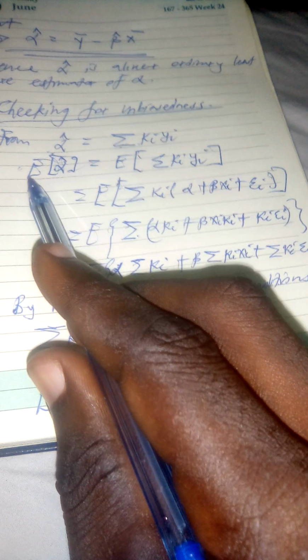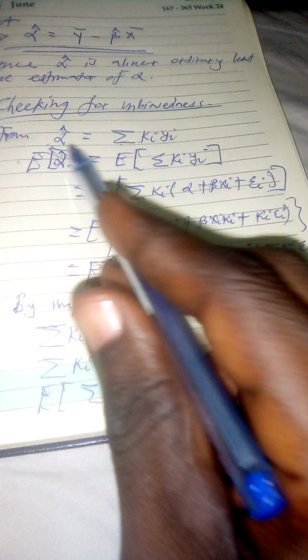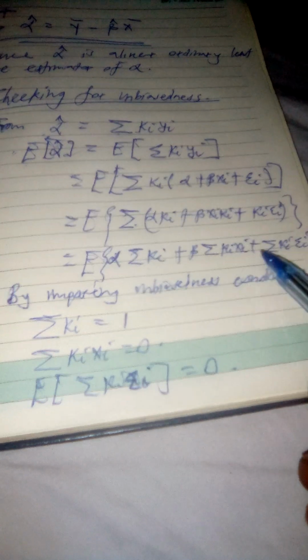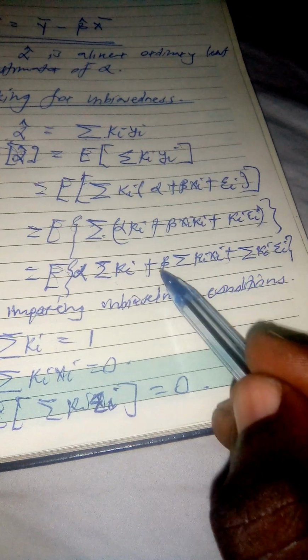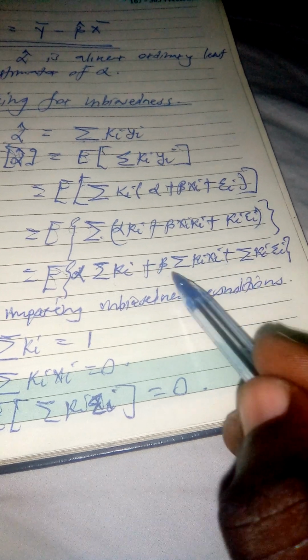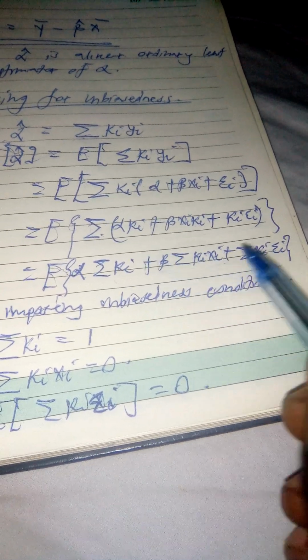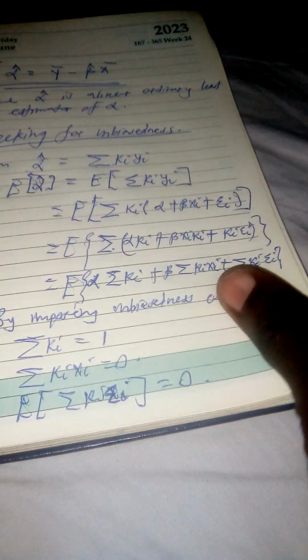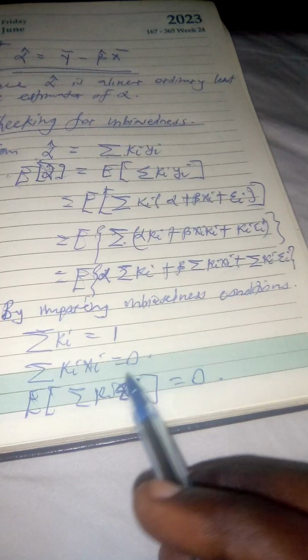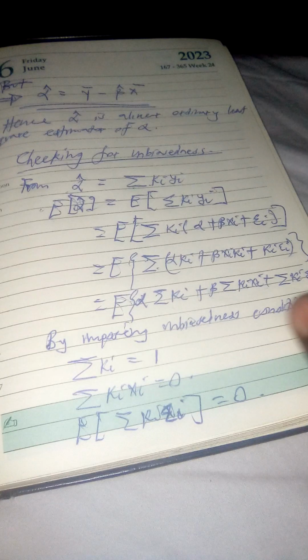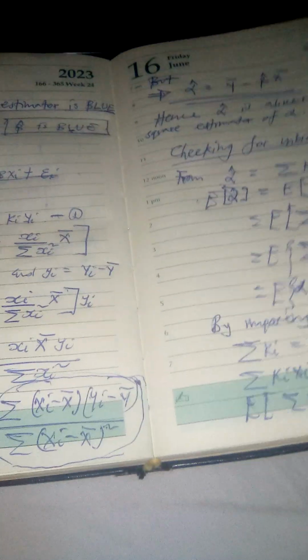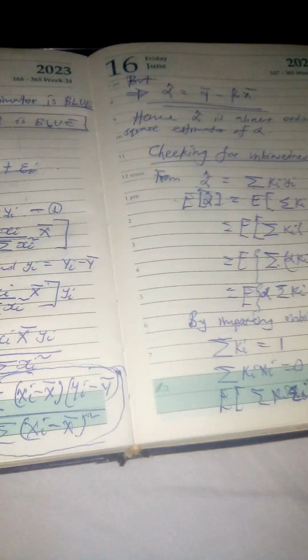Remember, we want to see whether this alpha hat is unbiased, and we would like to drop the second term and the third term. That's why you come up with those conditions, to make our work easier. They are the conditions for unbiasedness.